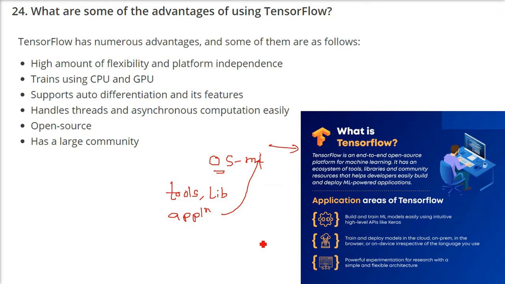So let us just summarize what we have seen. It is flexible, with a high amount of flexibility and platform independence, and trains using both the CPU and GPU. Machine learning and especially deep learning sometimes involves GPU. Supports auto differentiation and its features, handles thread and asynchronous computation easily. And threads are lightweight processes. Open source and has a large community.